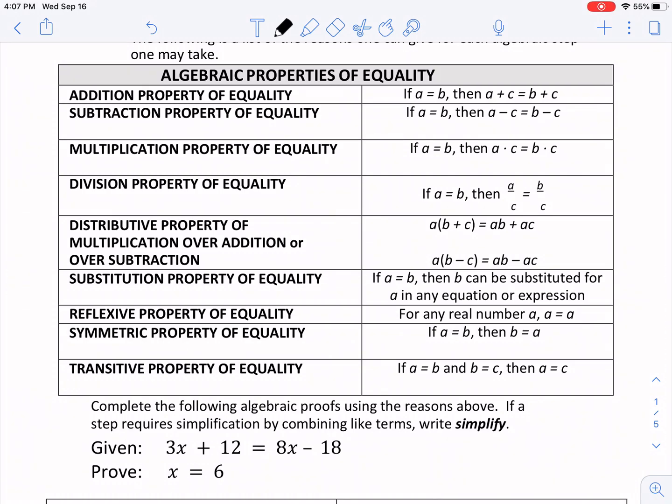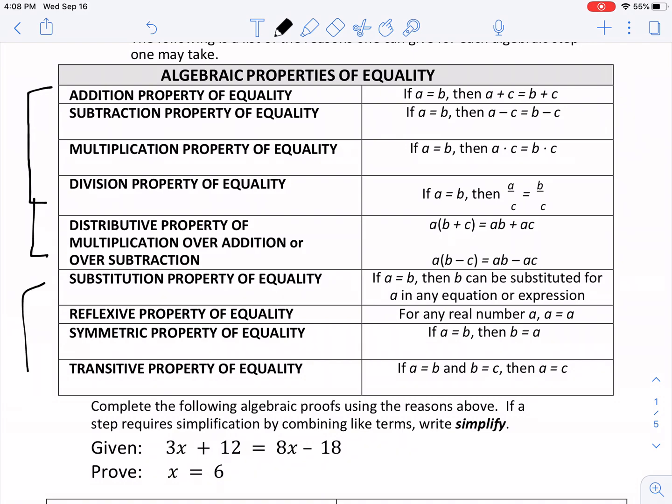Okay, so we're going to be looking at the properties of equality and then jumping into algebraic proofs. So what I thought we could do is talk about the actual properties we're going to use, which we did mention in previous videos, and then also look at a couple of examples, okay? So the main ones we want to focus on are addition, subtraction, multiplication, and division. However, we are also going to use the distributive property.